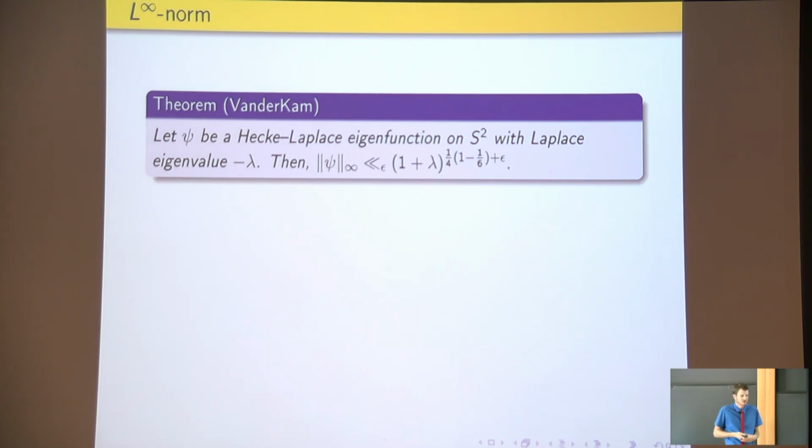Using that idea of the Iwaniec-Sarnak amplifier, Vanderkam was able to show the following result, that the sup norm is bounded by the eigenvalue, or minus the eigenvalue, to the 25 over 24, which I've written as a quarter times 1 minus 1 over 6. Here, the quarter, if you remember earlier, the Legendre function had large values at the north and south pole. That exactly goes up to the size of lambda to the 1/4.